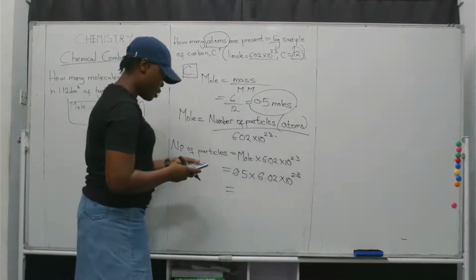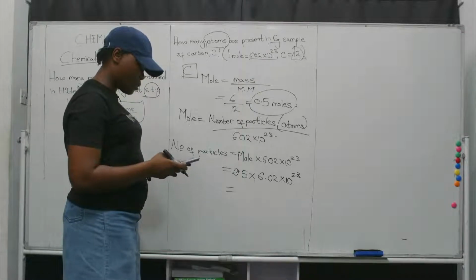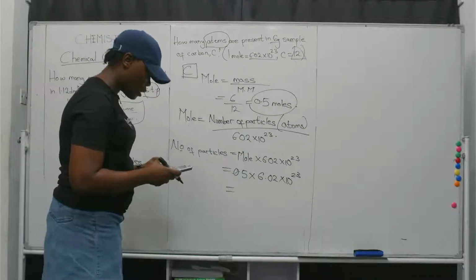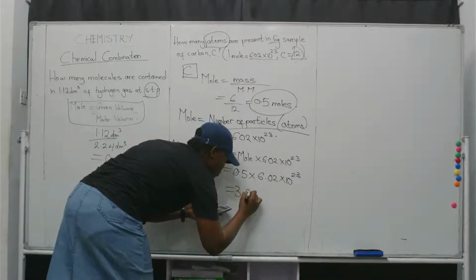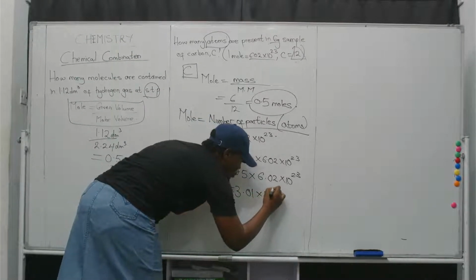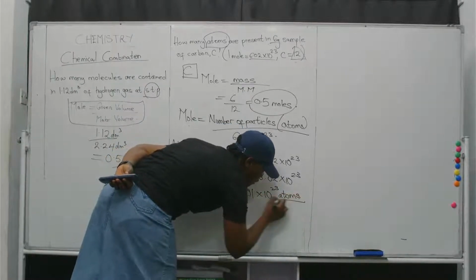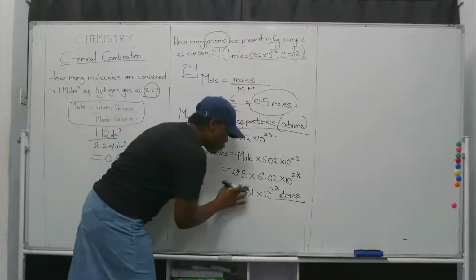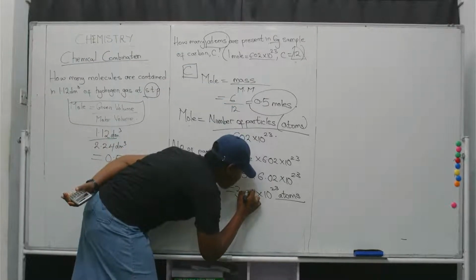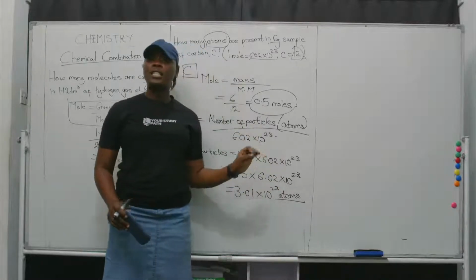So let's punch that. 0.5 multiplied by 6.02 times 10 raised to power 23. And that is 3.01 multiplied by 10 raised to power 23 atoms, because we are told to calculate the number of atoms. So this is our answer: 3.01 times 10 raised to power 23.